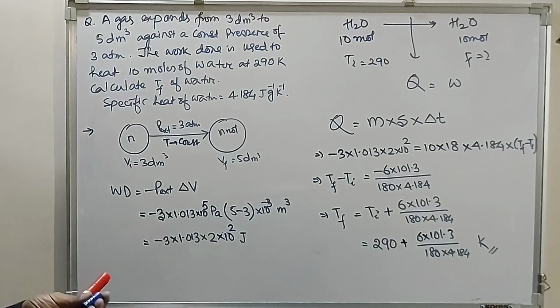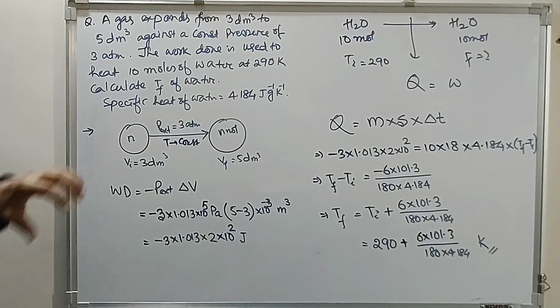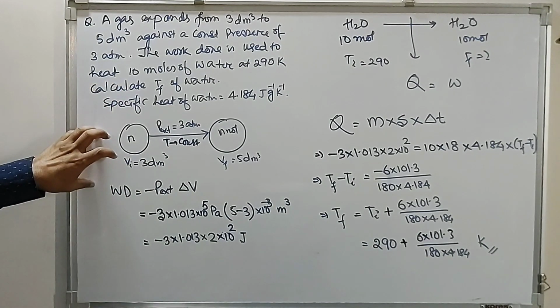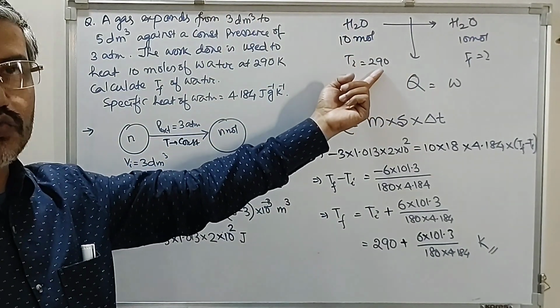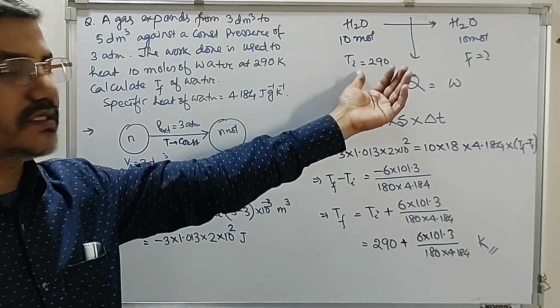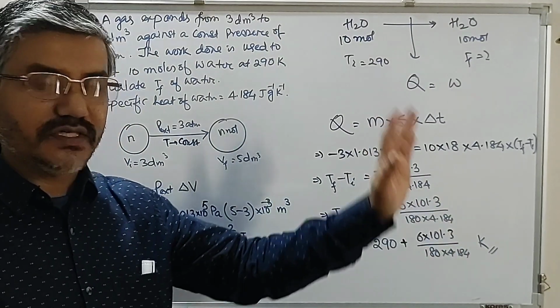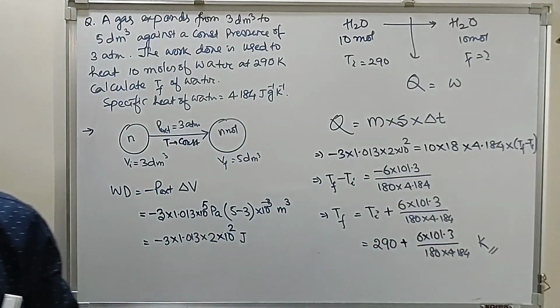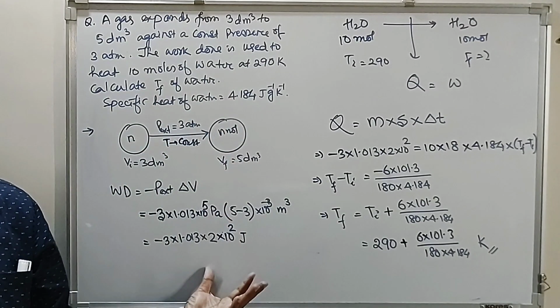So this is how we use the equations to solve various types of problems. Work done is used for heating this water whose initial temperature was 290, so water is being heated. The final temperature should always be greater than the initial temperature. This is 290 plus something, so this is the final temperature. So this is all about reversible and irreversible isothermal work done.